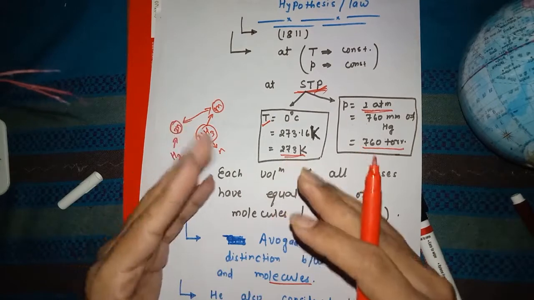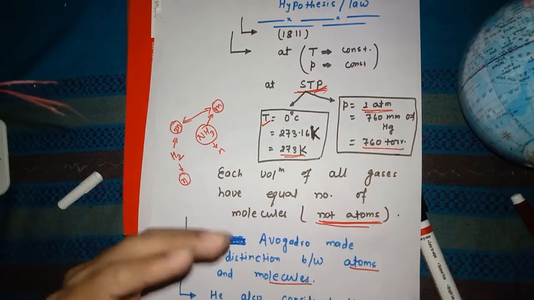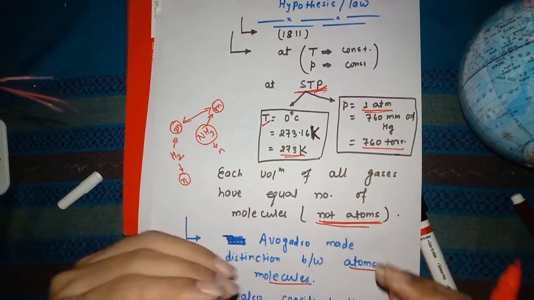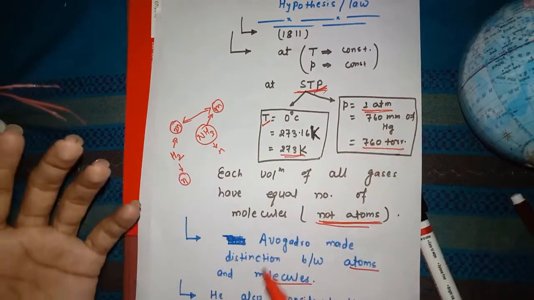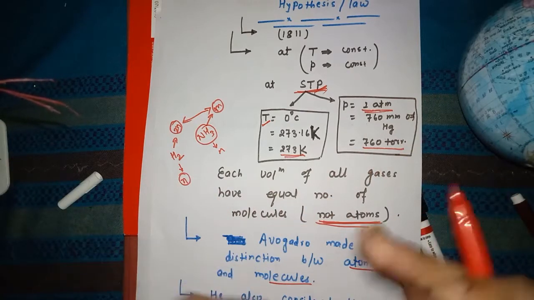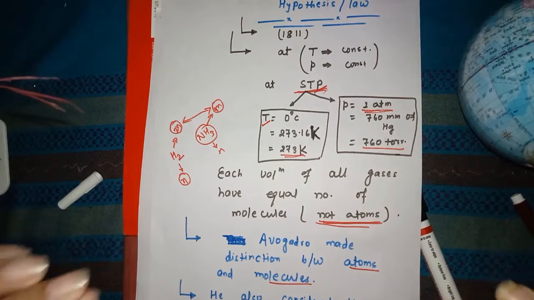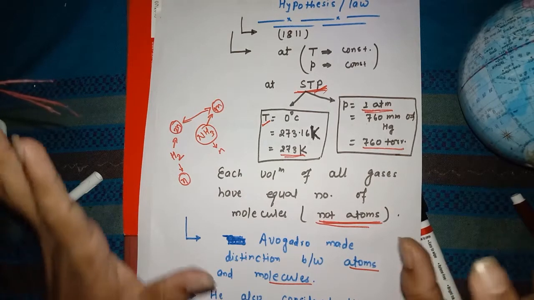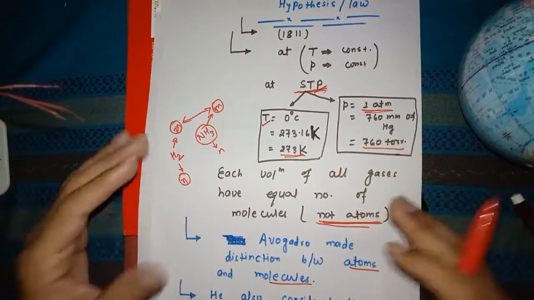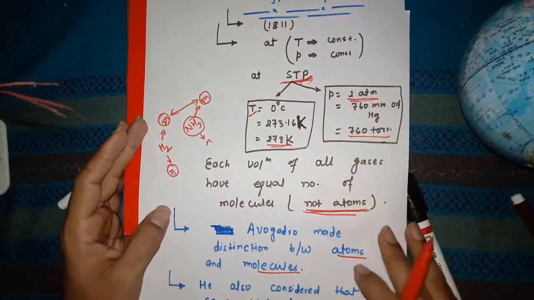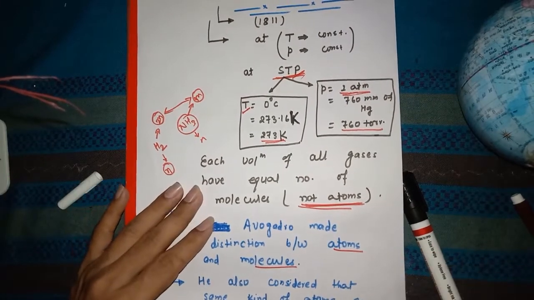You have to understand that Avogadro said that the number of molecules is the same for each volume of all gases. Whether you take hydrogen gas, oxygen gas, nitrogen gas, or any kind of vapor, the number of molecules in the same volume is equal. It is a very important law.